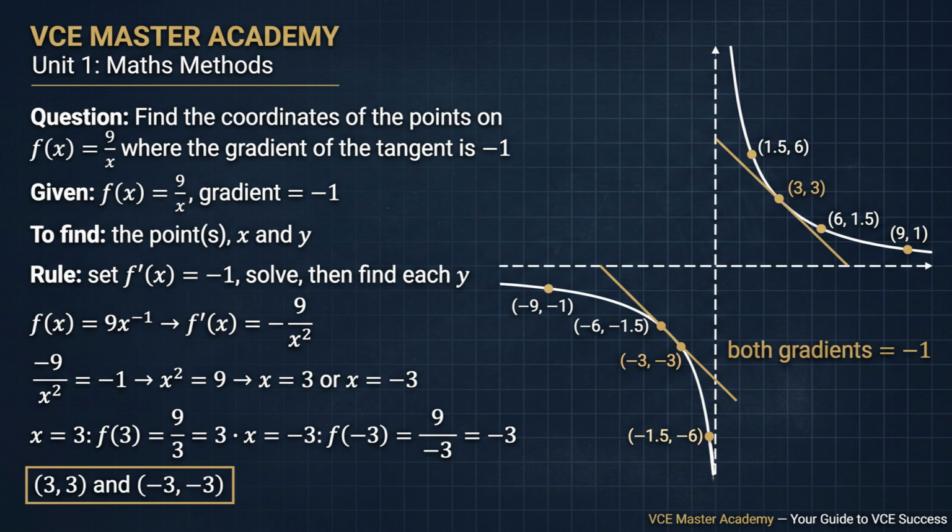Now the y values, always from the original function, never from the derivative. At x equals 3, 9 over 3 is 3. At x equals negative 3, 9 over negative 3 is negative 3. So the points are (3, 3) and (negative 3, negative 3). Box them. Look at the picture. One tangent on each branch, perfectly parallel, because equal gradients mean parallel lines. That symmetry is exactly what the examiner is testing.